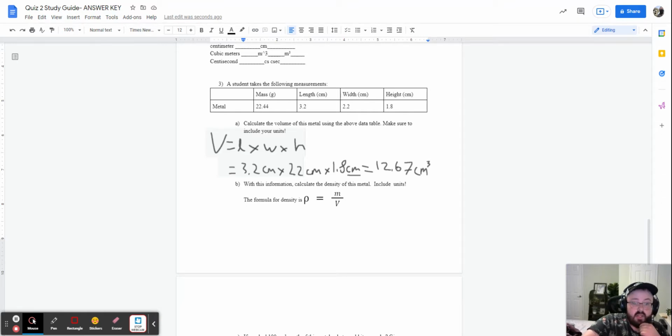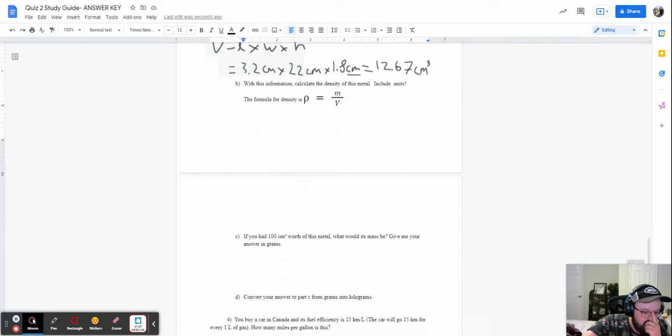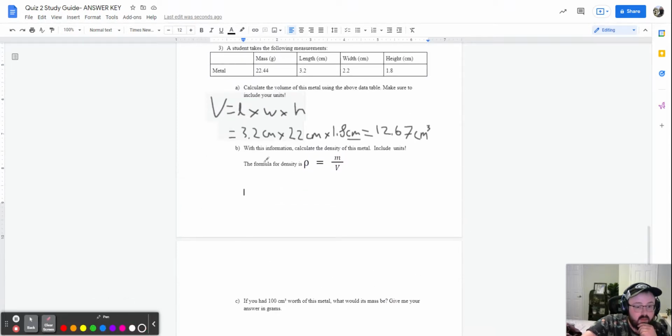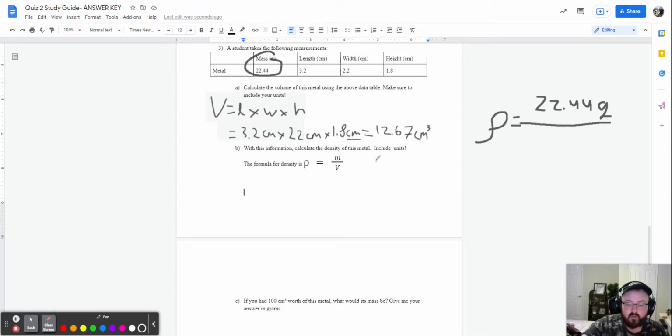All right, so with this information, calculate the density of the metal, include your units. So here's our density formula. Density equals mass over volume. So we have our mass. Our mass is right here. We got this from our data sheet. This person put the metal on the scale. This is what they got. So if rho, or density, equals 22.44 grams, we know what our volume is. Our volume is 12.67 centimeters cubed.